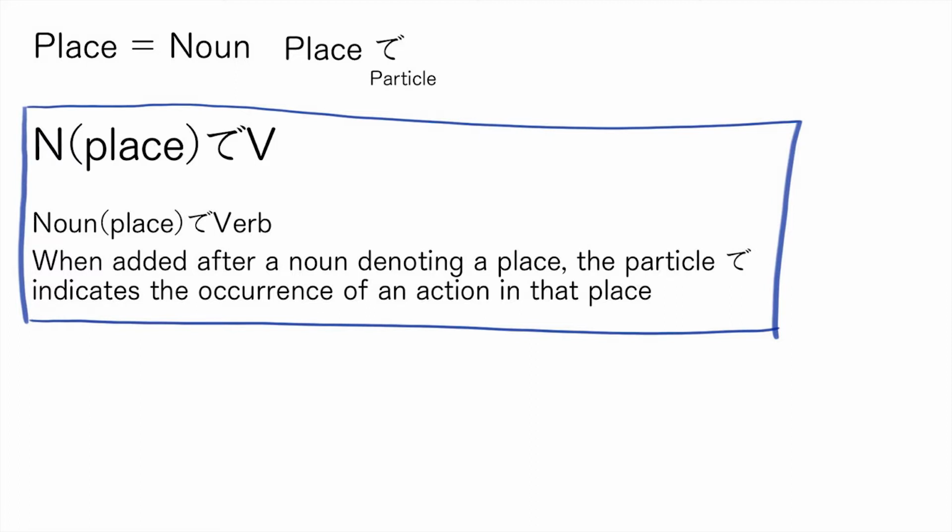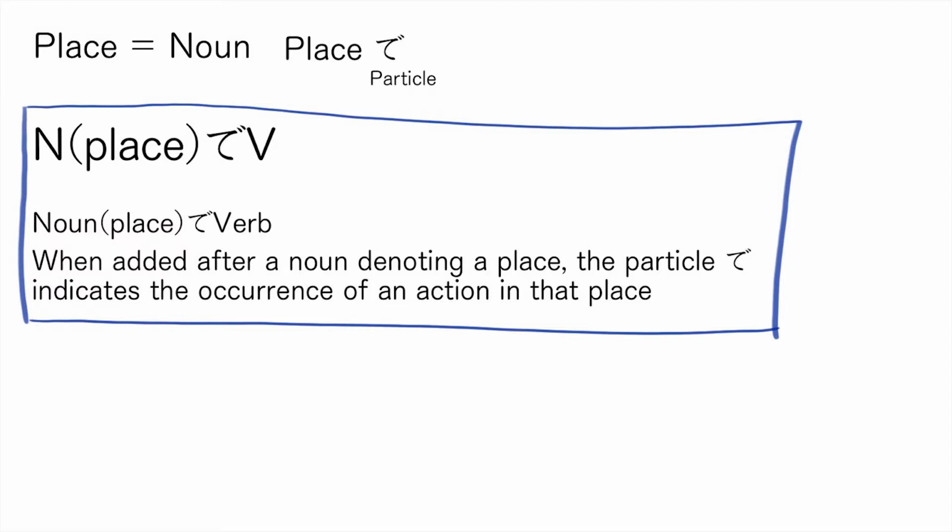In this lesson, I'm going to teach the particle de in the pattern: N place de V. N means noun, V means verb. In this case, the place word is the noun. Noun, place, de, verb.